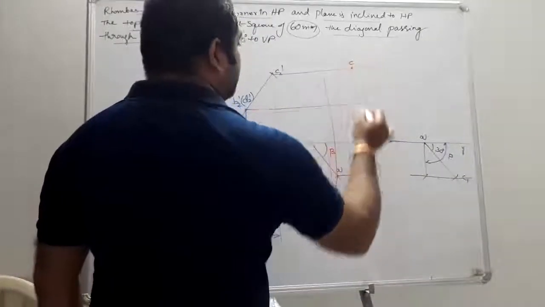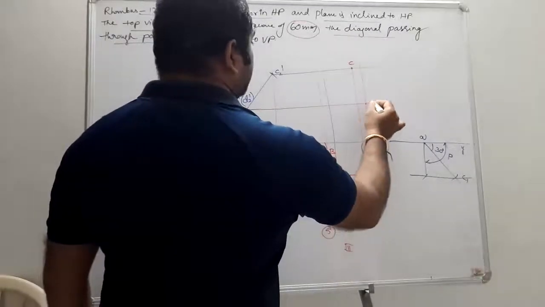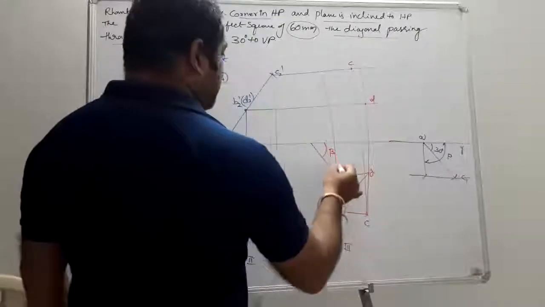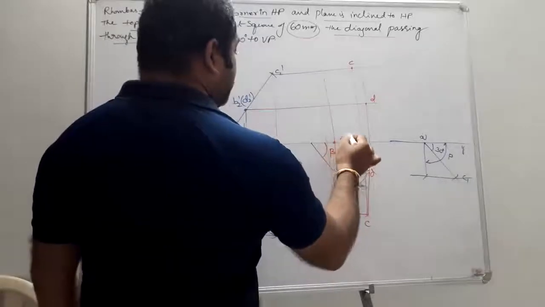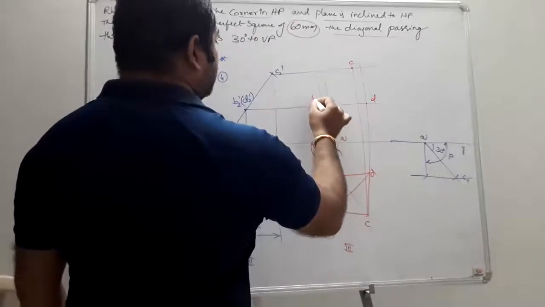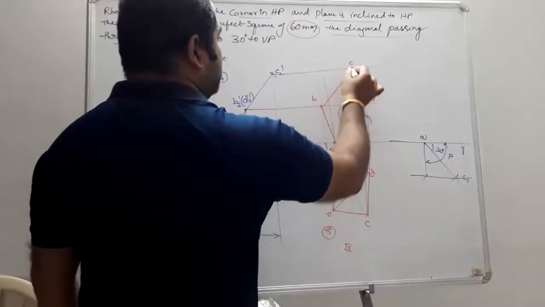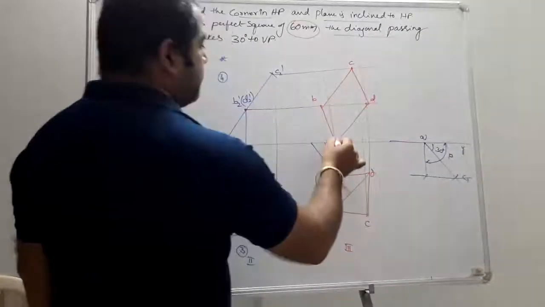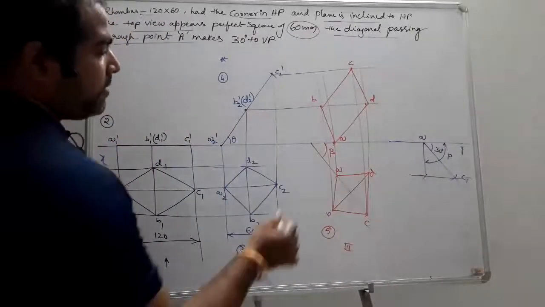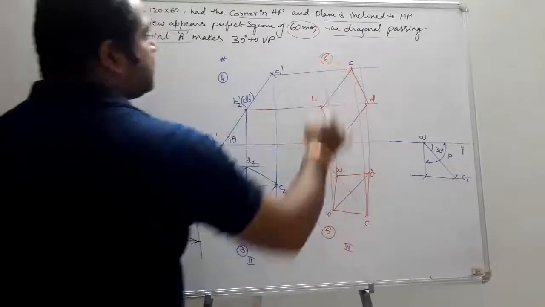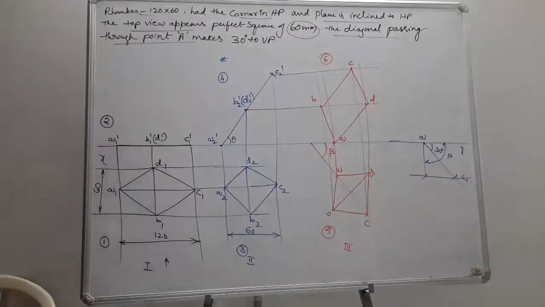This becomes C. This becomes D. This becomes A and this becomes B. Now join the points AB, CB, CD, and this becomes your step 6. Okay, students, is it clear now?